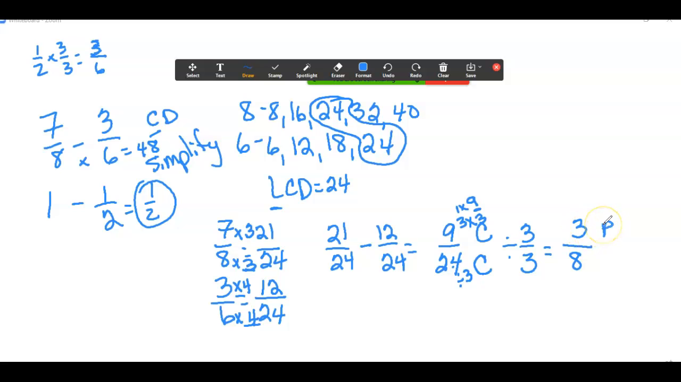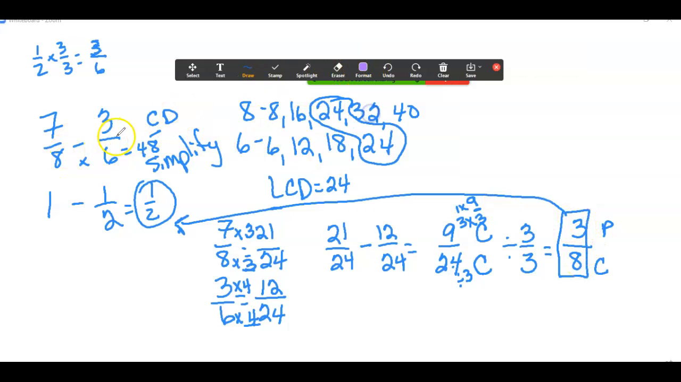3 is prime, 8 is composite. Can 3 go into 8 evenly? No, it can't. So this is my answer. Okay, so 3/8, is that close to 1/2? It is, because isn't half of 8 4? Absolutely. Okay, so now I want to go back to this idea.